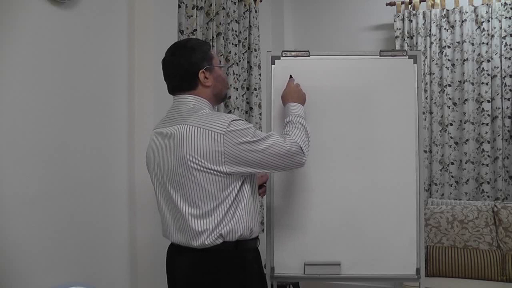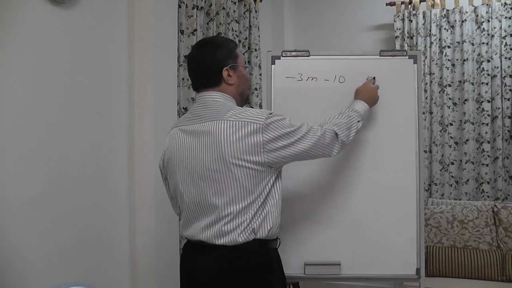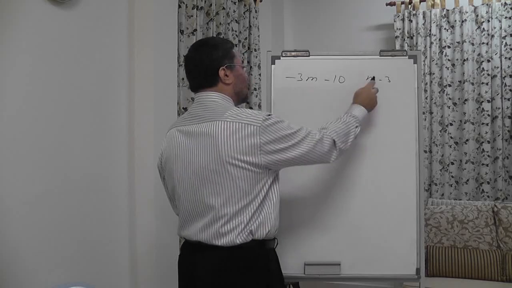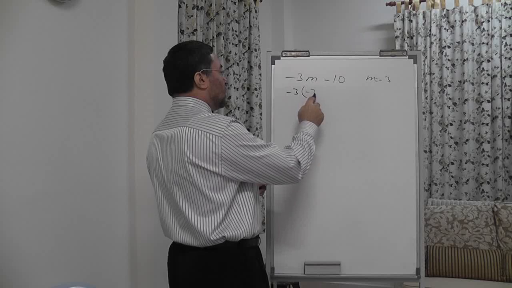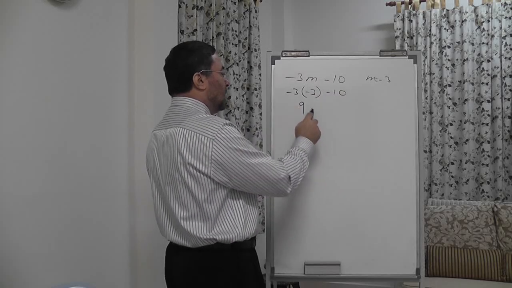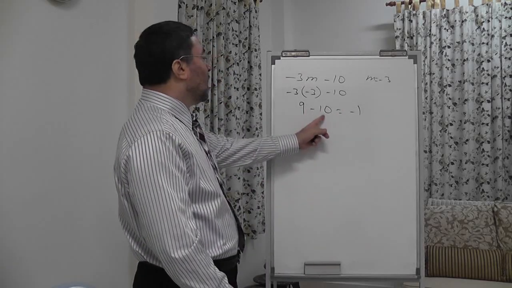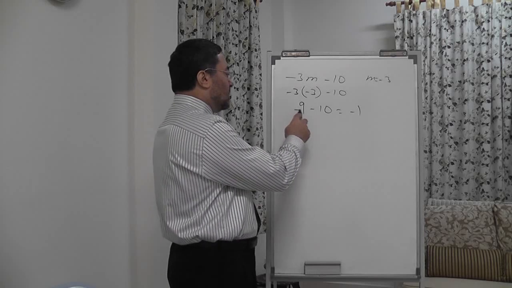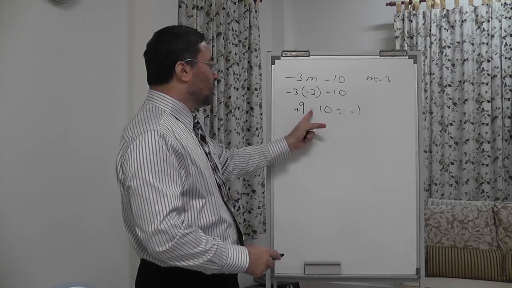18 minus 3m minus 10, for m equals minus 3, minus 3 into minus 3 minus 10. These two give us a 9 minus 10, and that will be minus 1. Two numbers we have here, a positive and a negative. We get the difference, and the sign is the sign of the larger number.